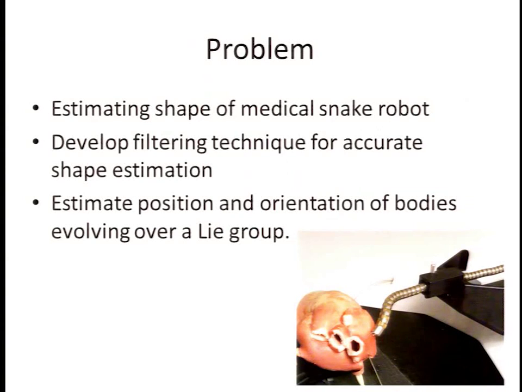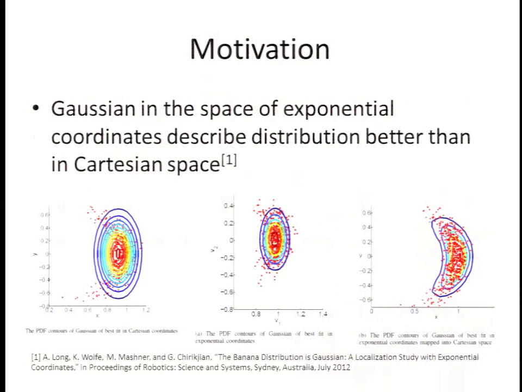The motivation for this work comes from the work of Chirikjian and others, who look at bodies evolving in SE(3) space and look at its distribution. It looks like a banana, and approximating that with a Gaussian is not really a very good idea. So you instead fit a Gaussian to the spread in the space of its Lie algebra, and then map it back into Cartesian coordinates, and that looks like a better representation of the distribution.